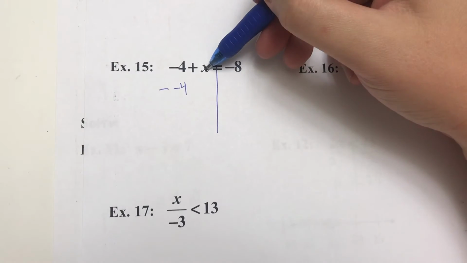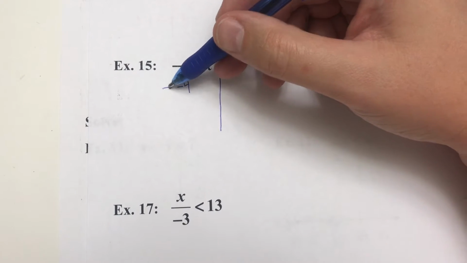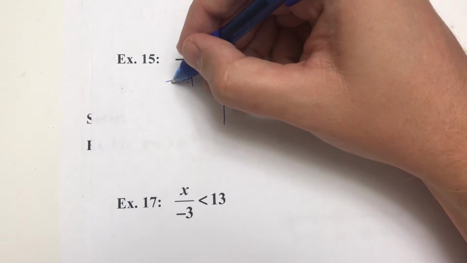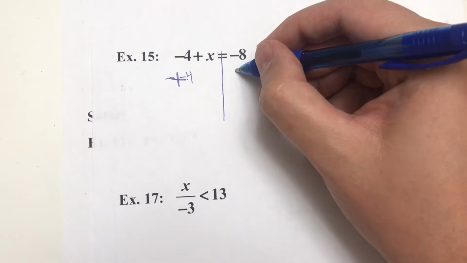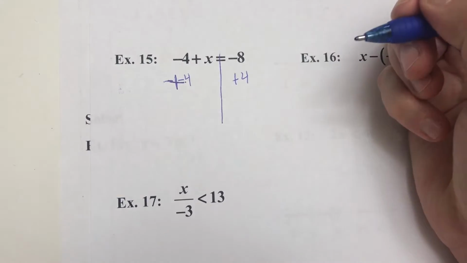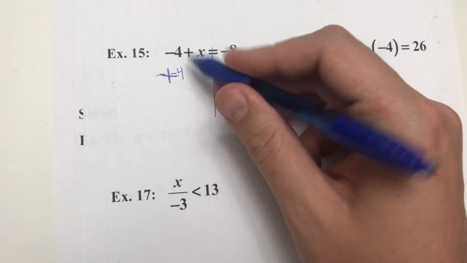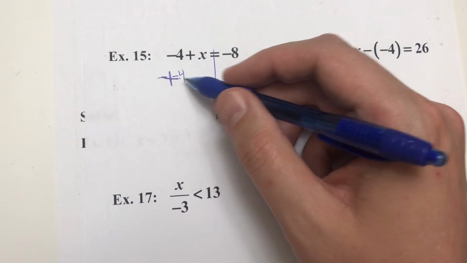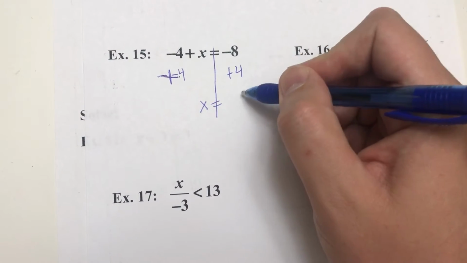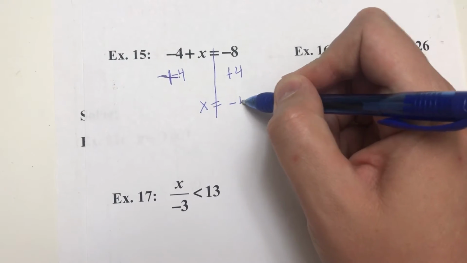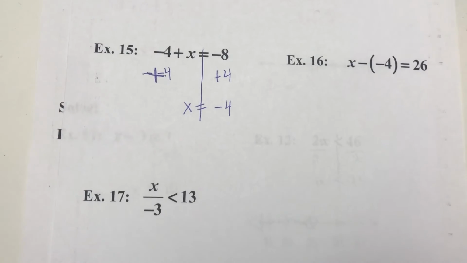If you have x and you're adding a -4, you could also subtract the -4, but that is the same as adding a +4. So I will add +4 to both sides. This will cancel and become 0. X will then equal -8 plus 4, which is -4. The number gets closer to 0.